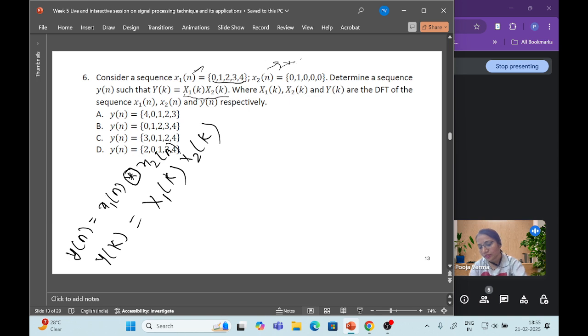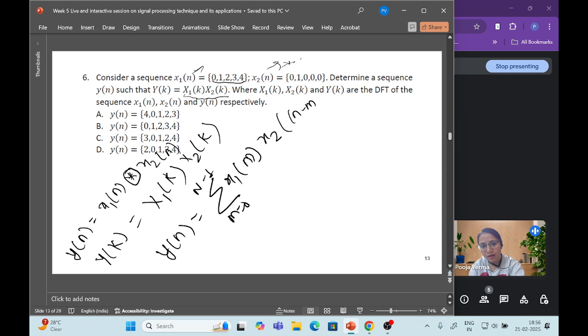Now, if you find out the circular convolution, the equation will be like this: sum over m equal to 0 to n minus 1 of x1(m) into x2((n minus m) mod n). Here n is given as 5, right? In order to calculate circular convolution, there are two ways to calculate it.